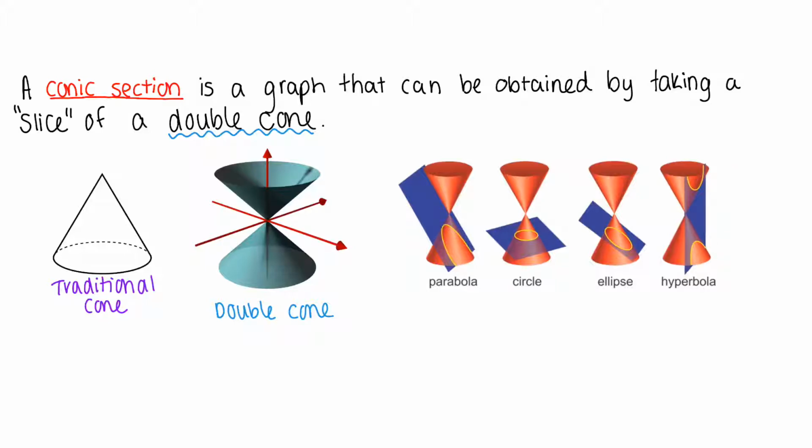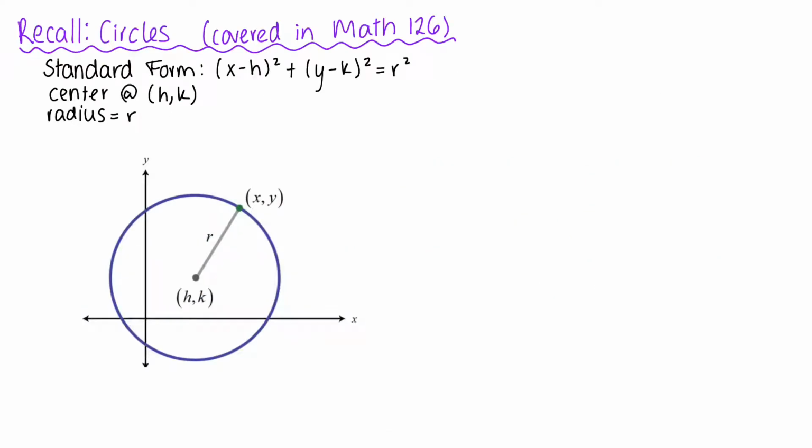So knowing that these different graphs come from a cone isn't the most important thing, but I think it is interesting to understand why we're going to talk about ellipses and hyperbolas and circles and parabolas all together. So I won't bore you anymore with this cone talk. Let's go back to thinking about circles, because circles are kind of the predecessor to ellipses. They are the most simple version of what an ellipse is.